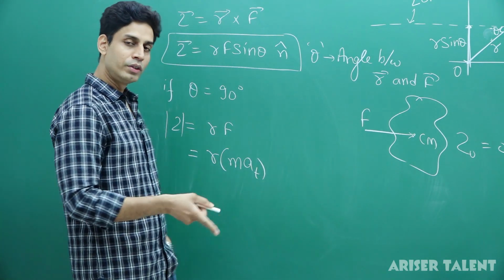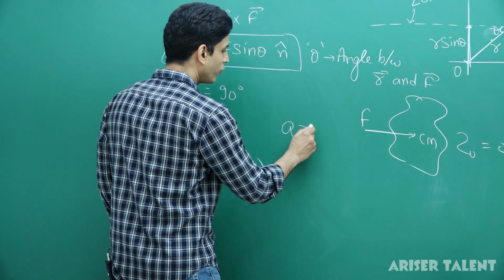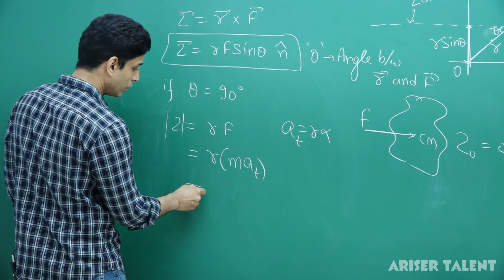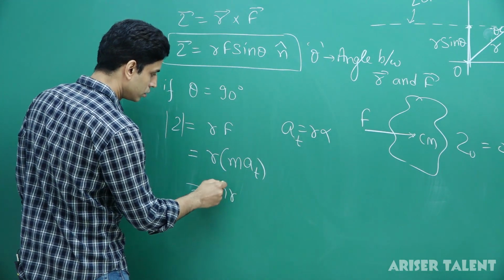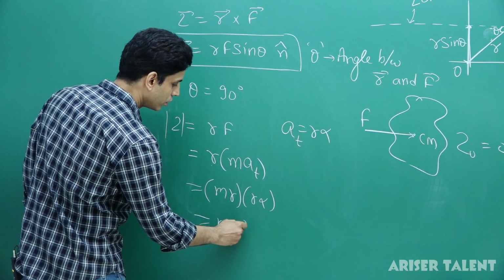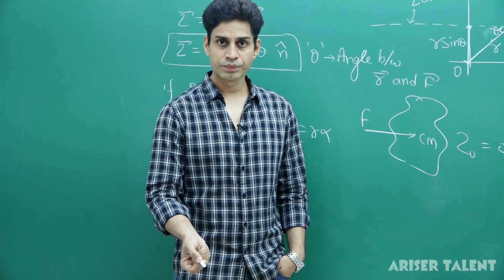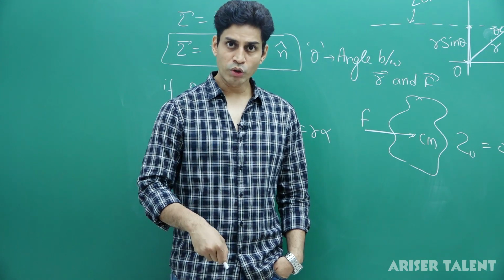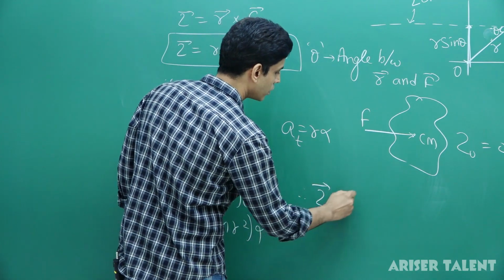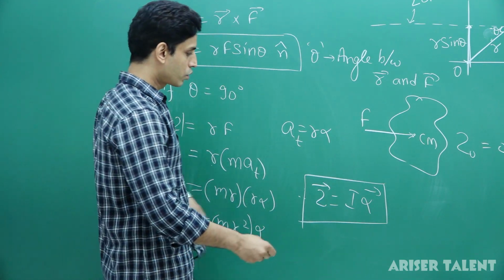Got it? You know that we discussed in circular motion that a is equal to R alpha. What is this a? a_t. Put this value of a_t here. So, it is m R, a_t is R alpha, so it is m R square into alpha. Now, what is m R square? m R square is the moment of inertia of a particle about the axis of rotation. So this torque now is I alpha. This torque is equal to I alpha.